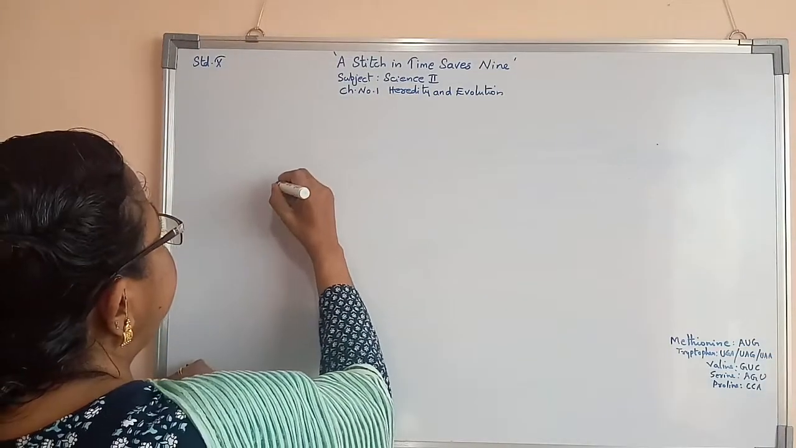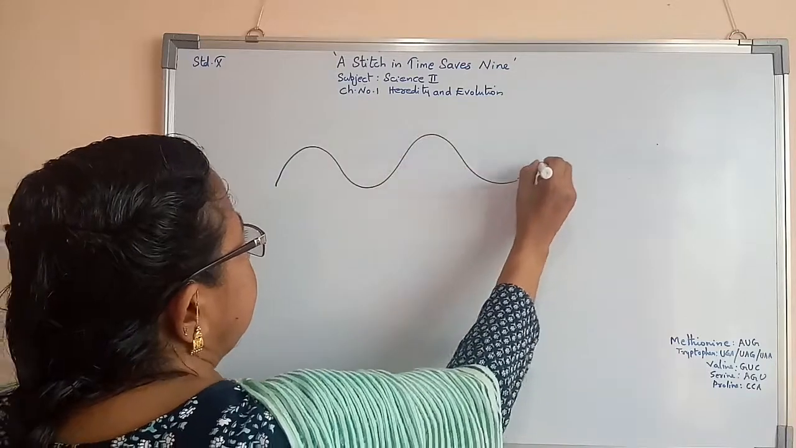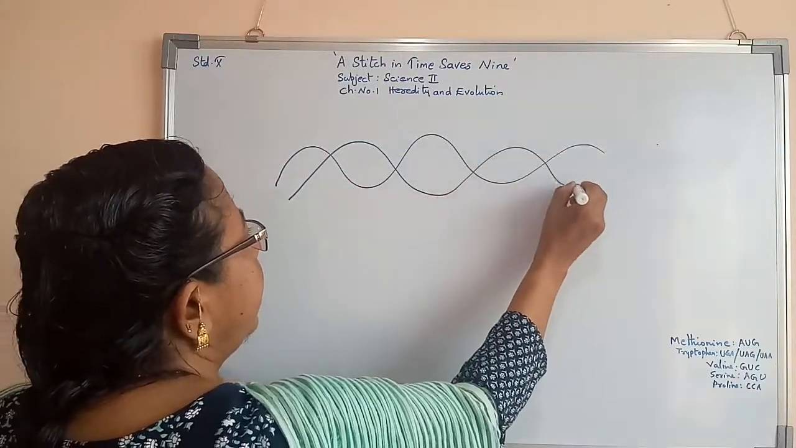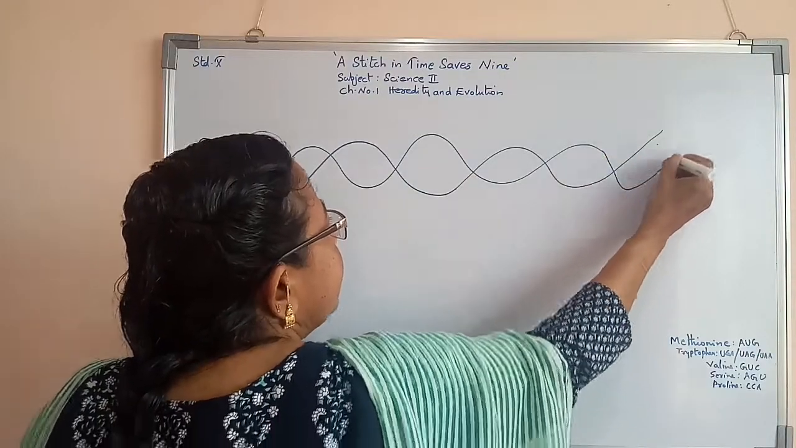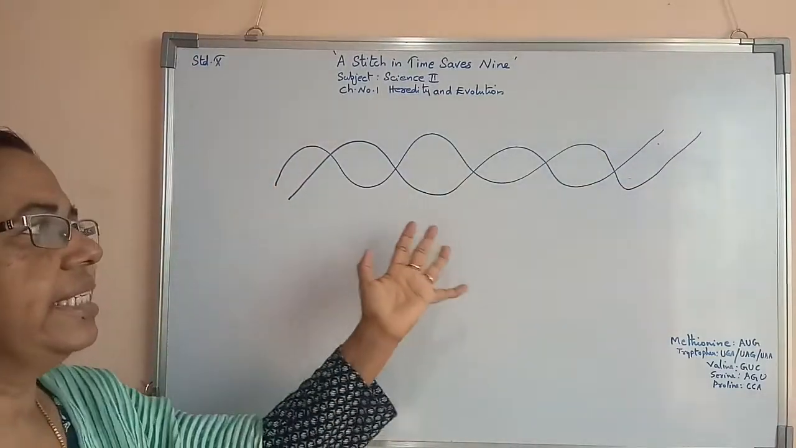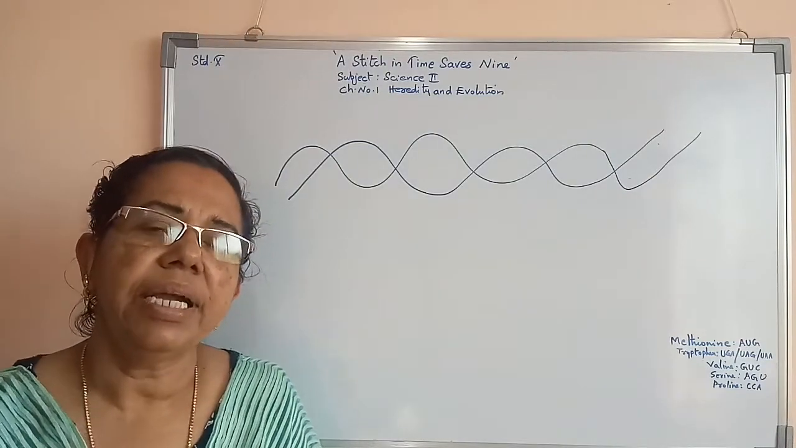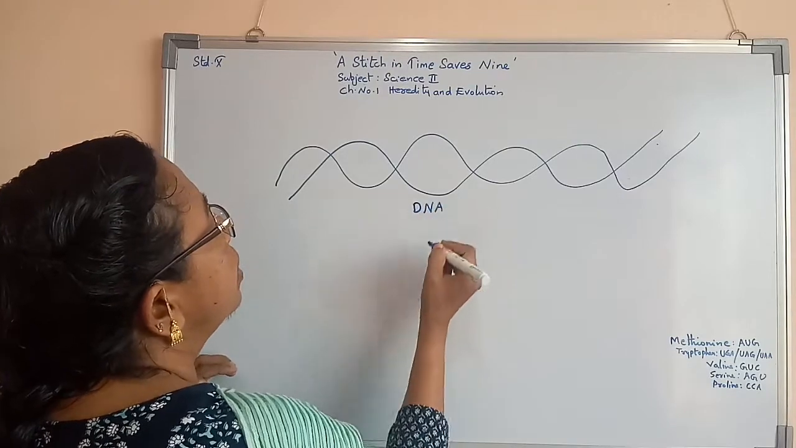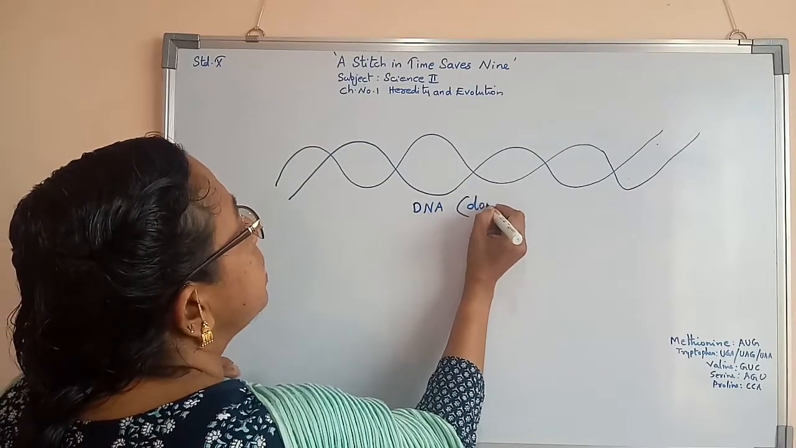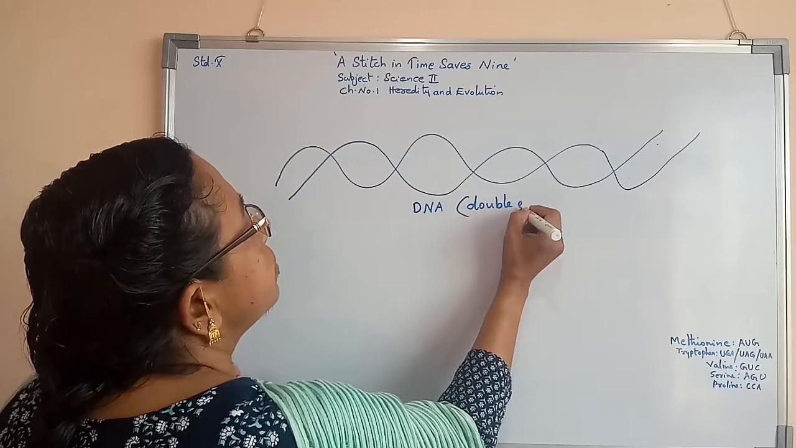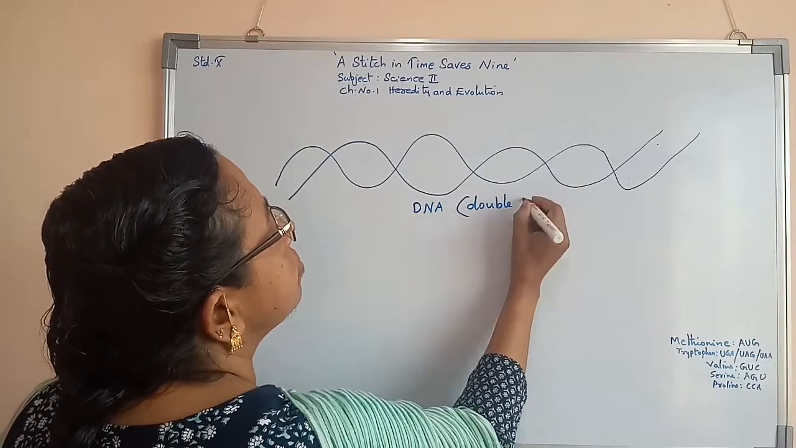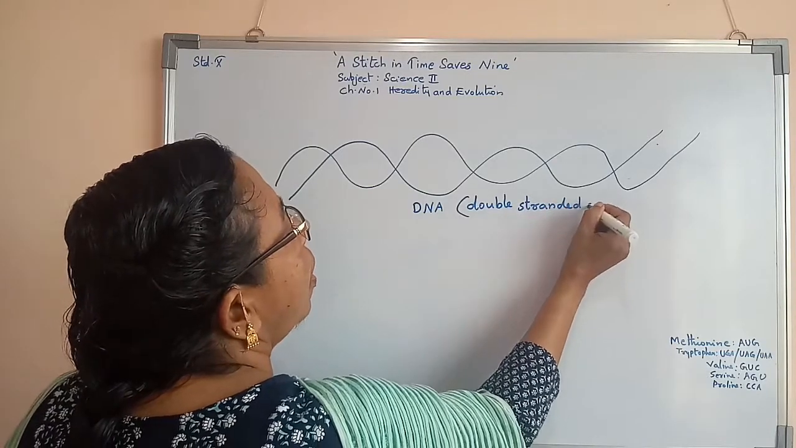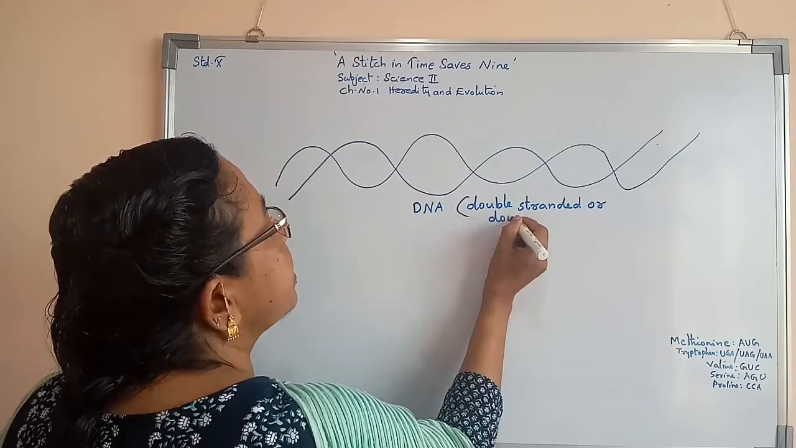Now DNA has such a structure: it has a double stranded structure, or we can say it has a double helix structure. So this is the structure of DNA shown. We can say that it has a double stranded or double helix structure.